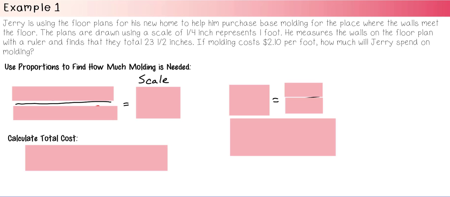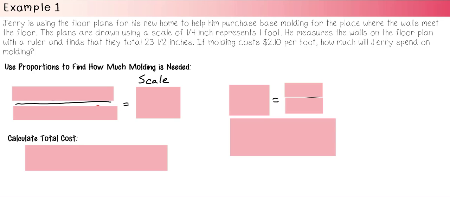So the first thing we're going to look at is Jerry's using the floor plans for his new home to help him purchase base molding for the place where the walls meet the floor. That's that little piece of wood that runs along the bottom edge of your walls. The plans are drawn using a scale of 1/4 inch represents 1 foot. He measures the walls on the floor plan with a ruler and finds that they total 23.5 inches. If molding costs $2.10 per foot, how much will Jerry spend on molding?